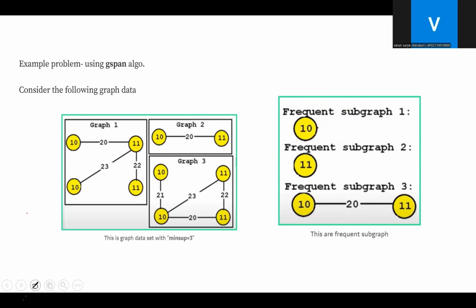Let us solve a problem using the gSpan algorithm. Let us consider this graph data set, where we have three graphs, and the frequent subgraphs are node 10, node 11, and the subgraph 10 to 11 with 20 weight. When we see 10, it occurs here, here, and here also.